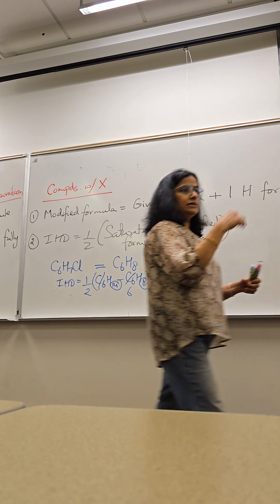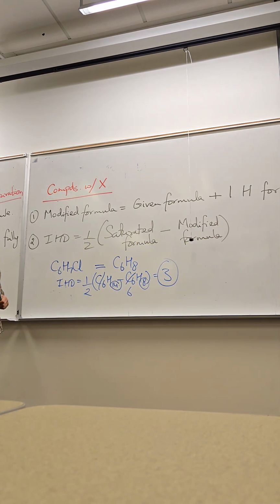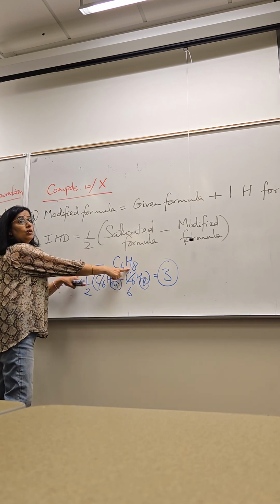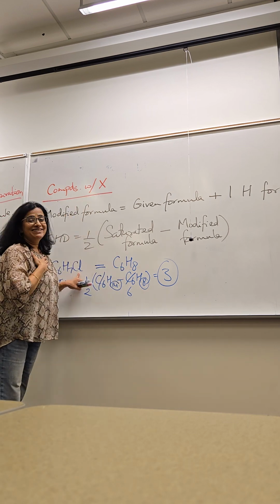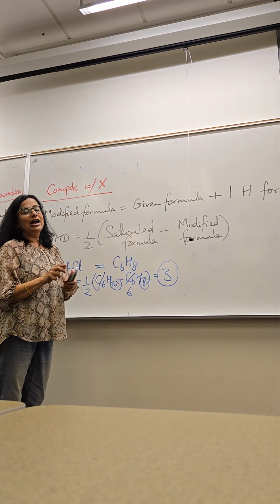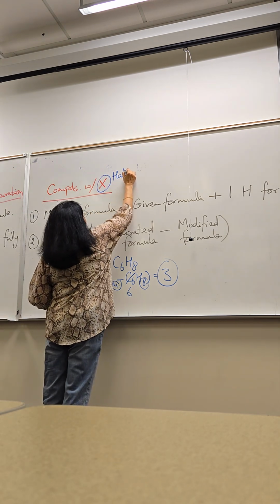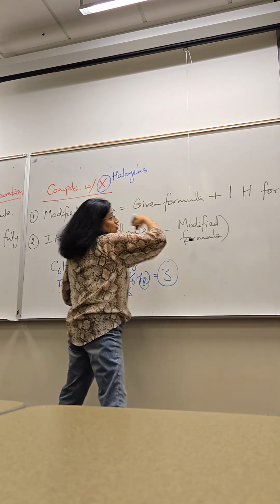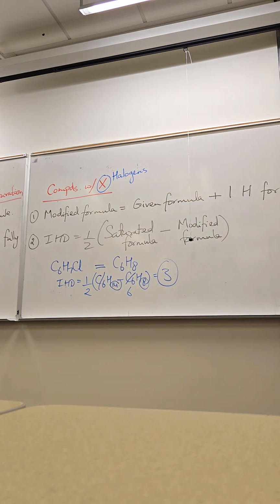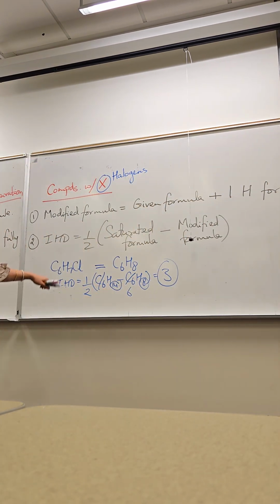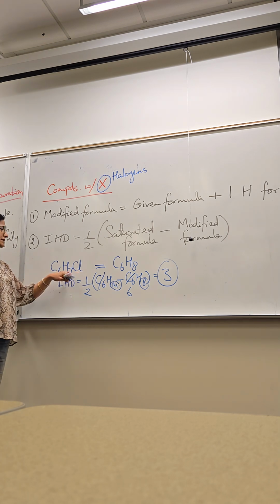What does drop X mean? Drop, meaning you removed it. X is a symbol used for halogens. So drop the halogen. That would be very confusing if you don't connect the two. So we basically dropped the Cl, but just added a hydrogen.